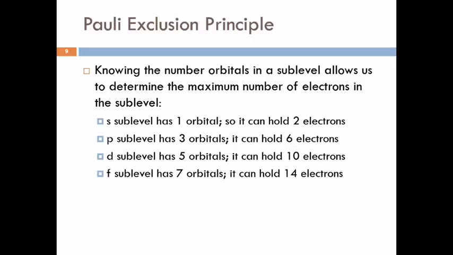When we know the number of orbitals in a sublevel, we can actually calculate how many electrons could be in that sublevel. The s sublevel only has 1 orbital, so it can only hold 2 electrons. The p sublevel, and remember this, this would be equivalent to the p room in the quantum hotel. The p room had 3 beds. So how many people can sleep in that room? 6, right? So the p sublevel has 3 orbitals, it can hold 6 electrons. The d sublevel has 5 orbitals, it can hold 10, and the f has 7, it can hold 14.